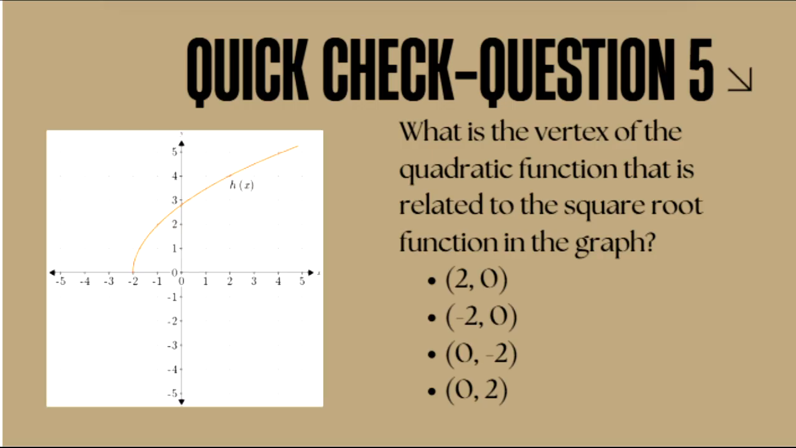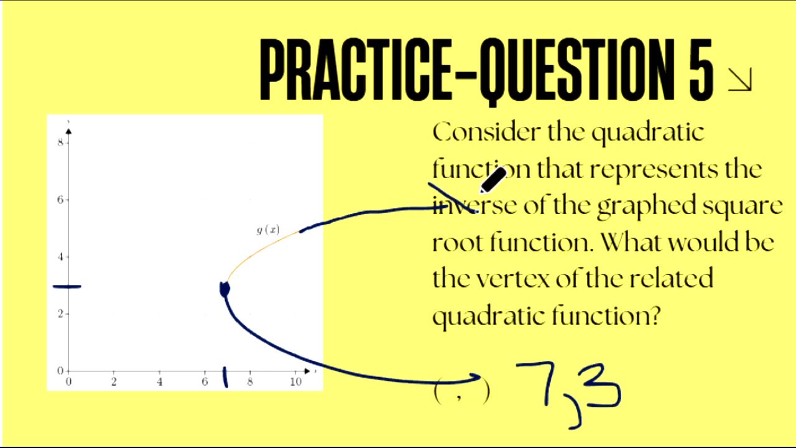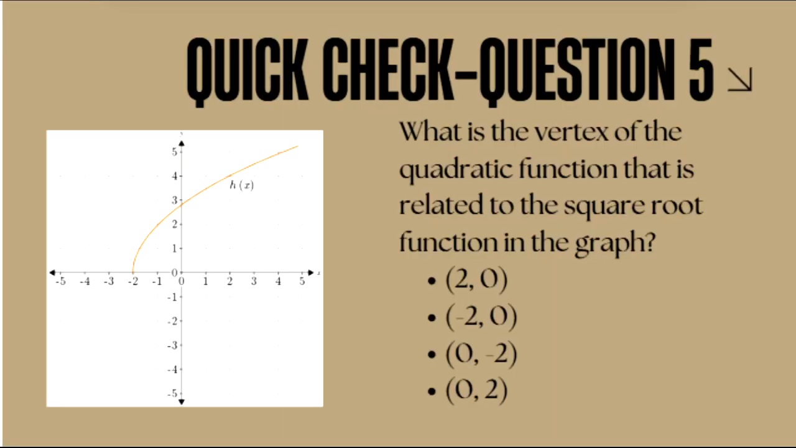Quick check question number 5. What is the vertex of the quadratic function that is related to the square root function of the graph? That was the very last problem that we did right here. So I'll go back and give you a look at that. The vertex is not the highest point up here. It's where the parabola would be if you had the other half of the parabola. So go ahead and figure that one out.